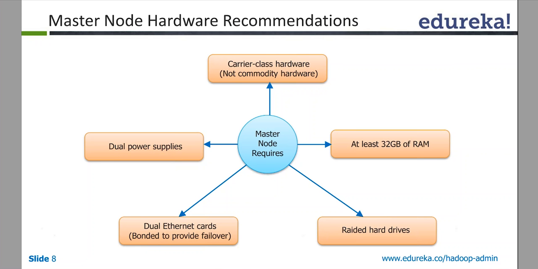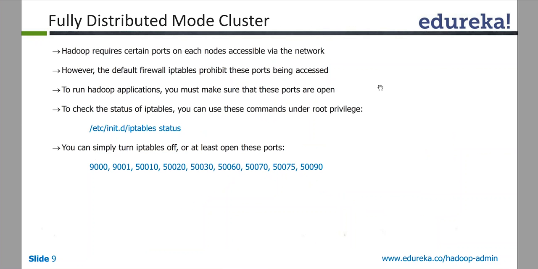RAID hard drives, because there is no fault tolerance in the name node, the master node. Dual Ethernet cards, which are channel bonded to provide failover, and dual power supplies. If one of the power supplies goes down, another can take over. So you can differentiate here between the master and the slave nodes. Master nodes should not fail in any such cases unless there is some natural disaster, which can always be possible. But in that case also you can plan for disaster recovery. That is a bit out of scope for now, but yes, you can plan a disaster recovery for your cluster as well.